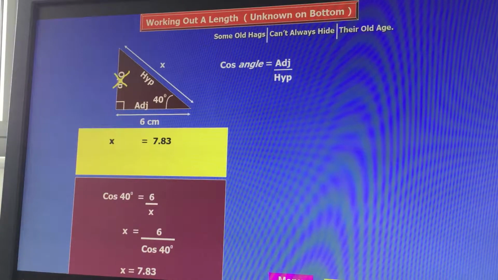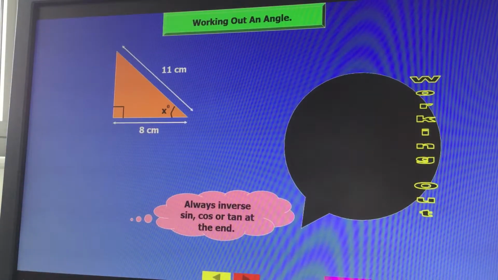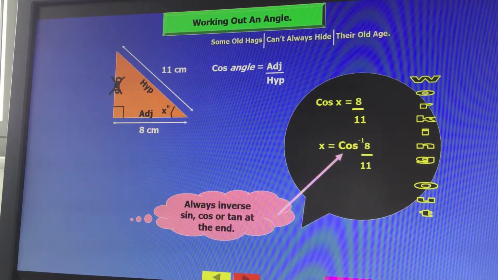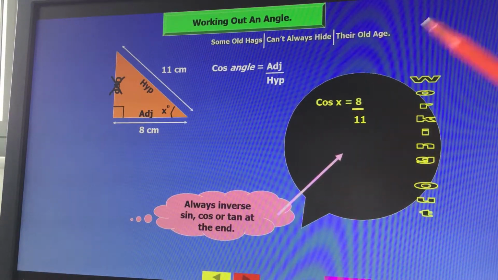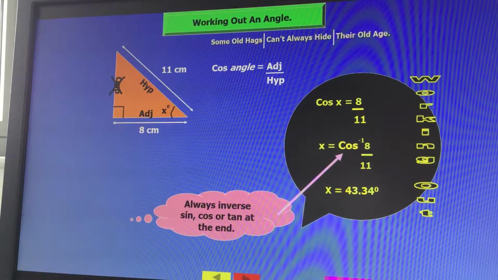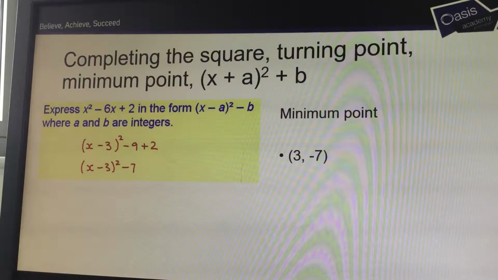And it goes in your calculator using the fraction button. And the last one, finding missing angle, is quite straightforward. You label the two sides. This again is because you've got A and H, the adjacent and hypotenuse. So you've got cos X, because that's the angle, equals 8 over 11. And then it's always cos to the minus 1. That's the second function button.